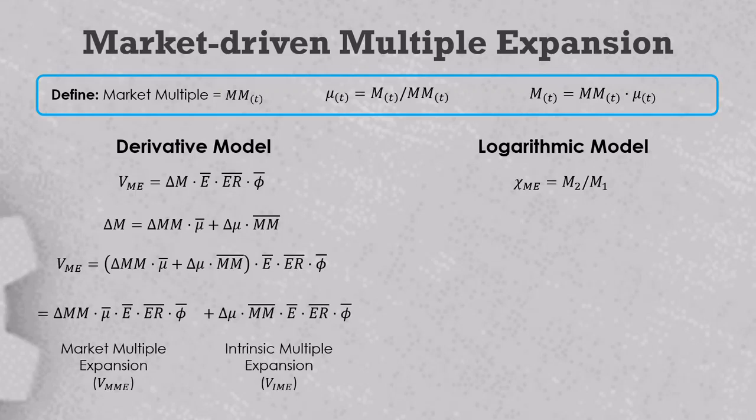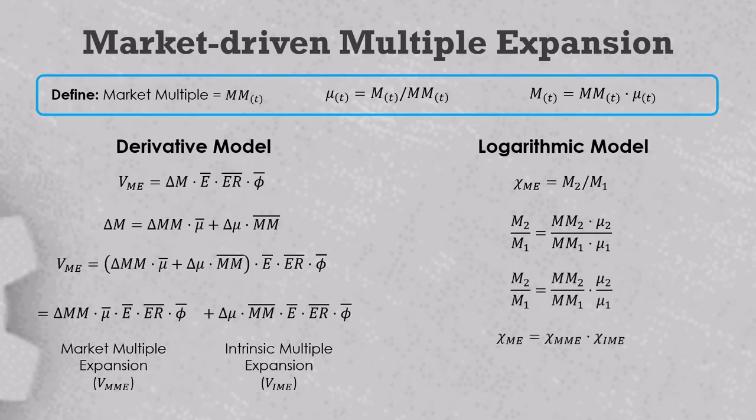The math is even easier over here in the logarithmic model. If the company's valuation multiple is equal to the product of the market multiple and mu, then M2 over M1 is equal to MM2 times mu2 divided by MM1 times mu1. This means that market multiple expansion is simply MM2 over MM1, and intrinsic multiple expansion is simply mu2 over mu1. These two value drivers, when they're multiplied together, will always give you M2 over M1, which is the multiple expansion equity return multiplier.